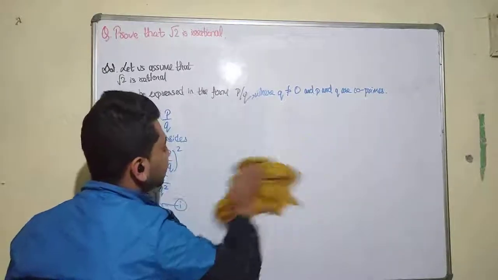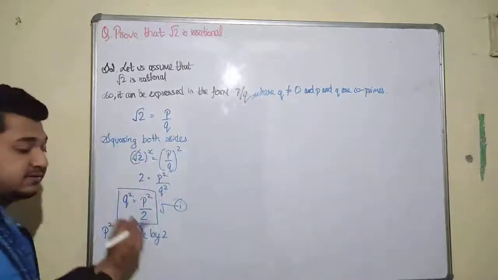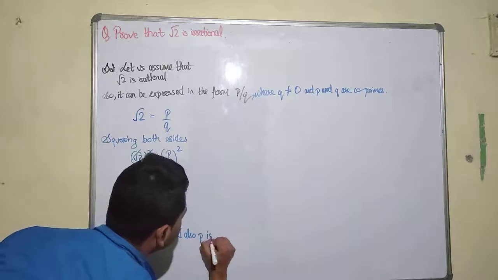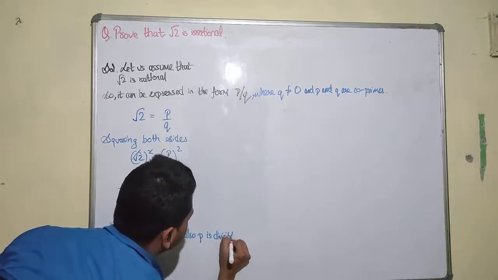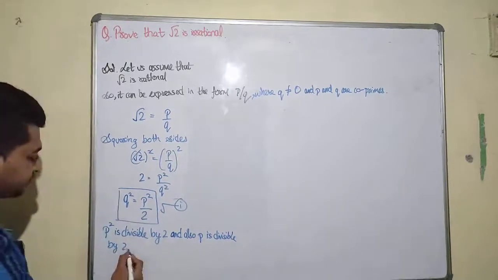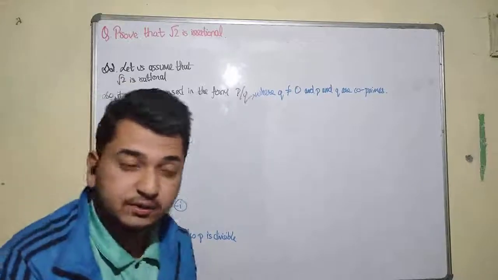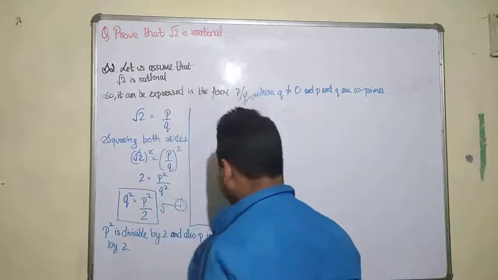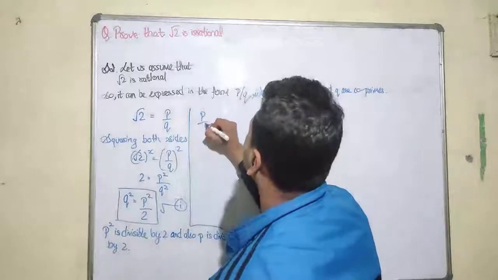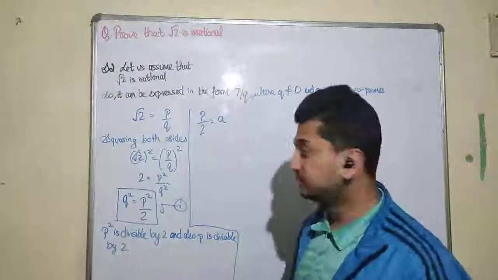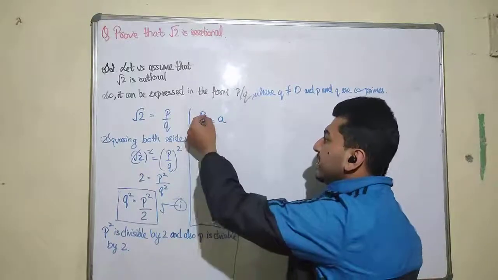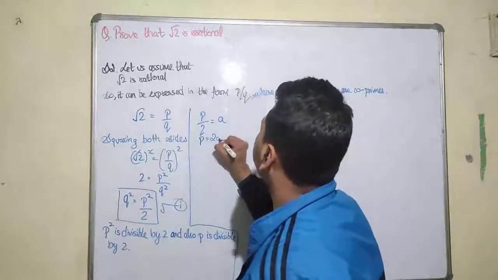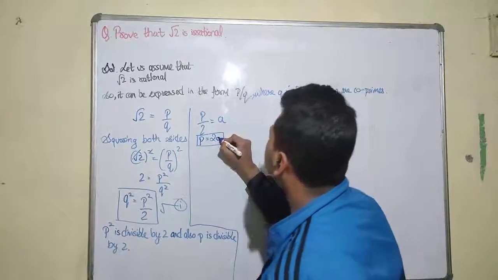The only thing we should keep in mind is that if p square is divisible by 2, then p is also divisible by 2. After dividing p by 2, we get some number, say a. So p is equal to 2a.